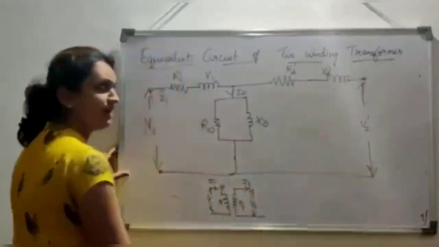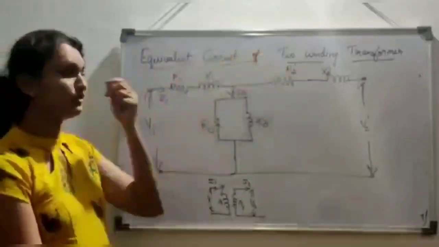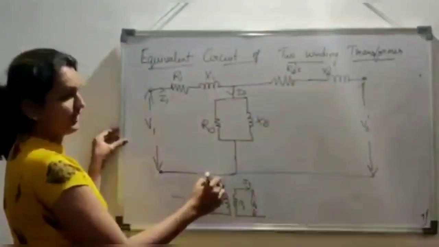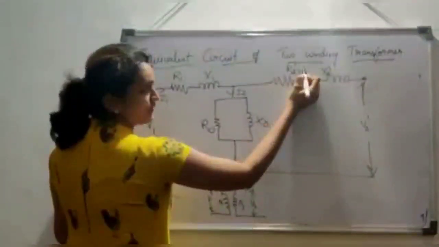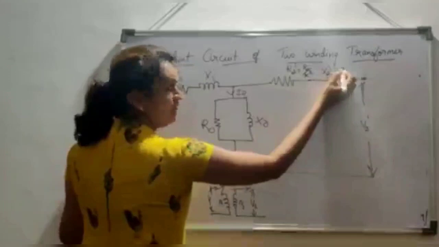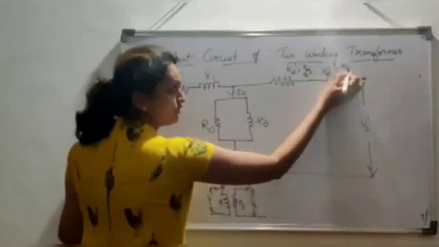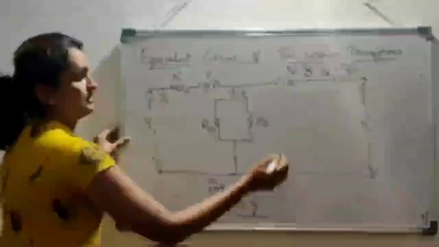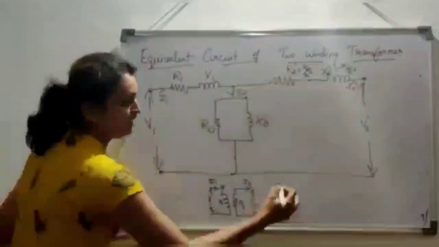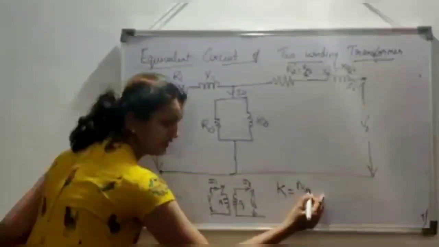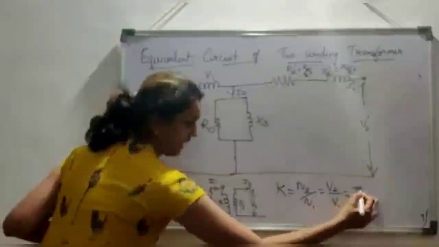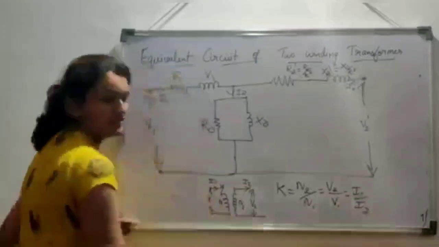Now you might have observed all the values are in dash. I have represented not R2 but R2 dash. So why is it this? When I am shifting the value from secondary to primary, the values get changed. So the value of R2 dash is nothing but R2 by K square, and the value of X2 dash is X2 divided by K square. So this is I2 dash. Now this K value is nothing but the transform ratio, which is nothing but N2 divided by N1 or V2 divided by V1 or I1 divided by I2.